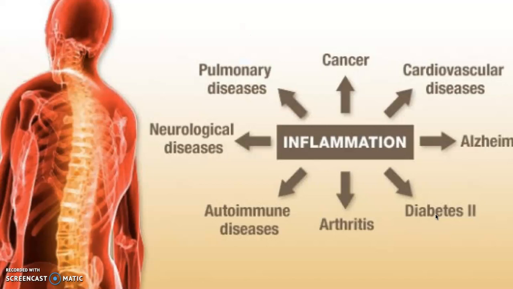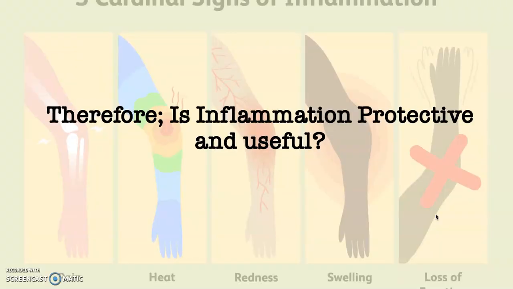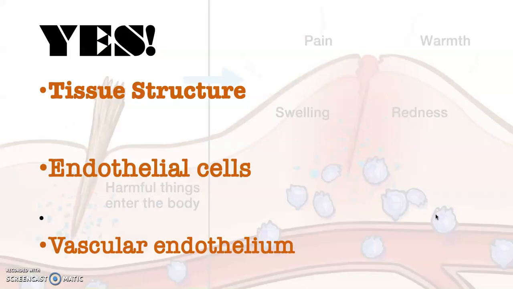Now that we have talked about all of the different types of inflammation which can stem from cancer, cardiovascular diseases, diabetes, arthritis, just a couple that are mentioned in this figure, now we will talk about if inflammation can be protective and useful in the body. Yes, inflammation can definitely be good for the body and can be protective and useful. Here in this slide, we'll be discussing a few areas where it is protective and useful.